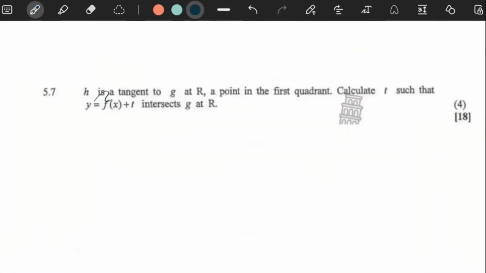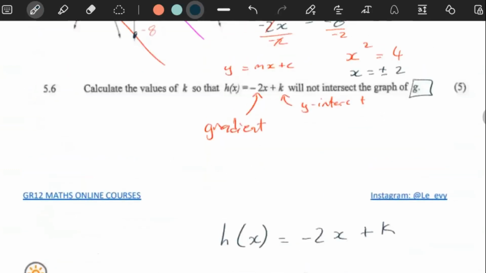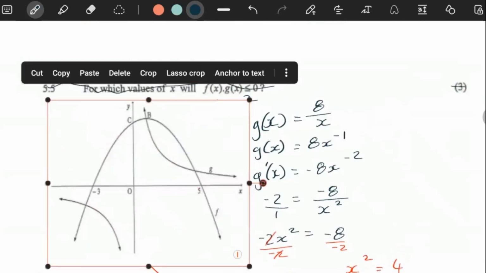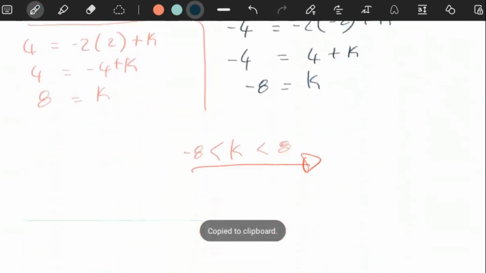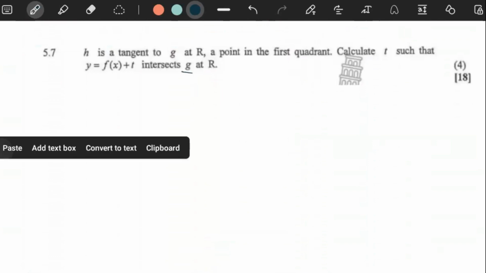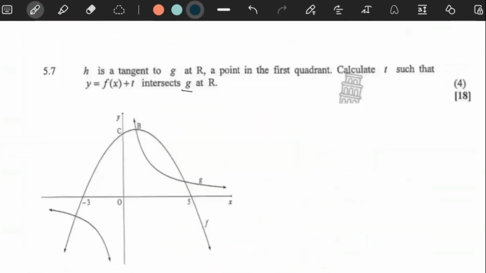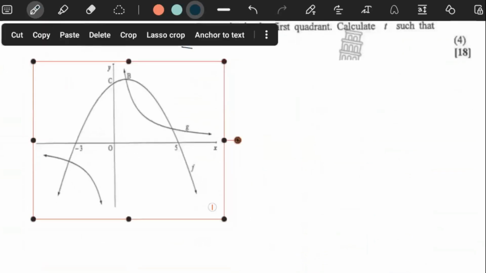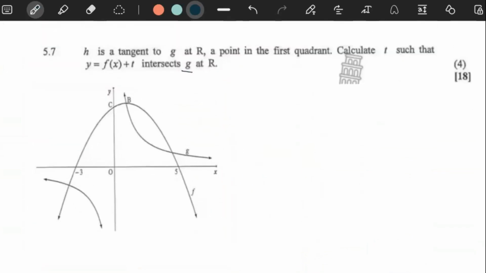5.7 says h is a tangent to g at r, a point in the first quadrant. Calculate t such that this equation intersects g at r. So just reading that question, it felt very annoying to read. I get what they're trying to ask, but at the same time, I'm like, why are you asking questions that sound so repetitive?